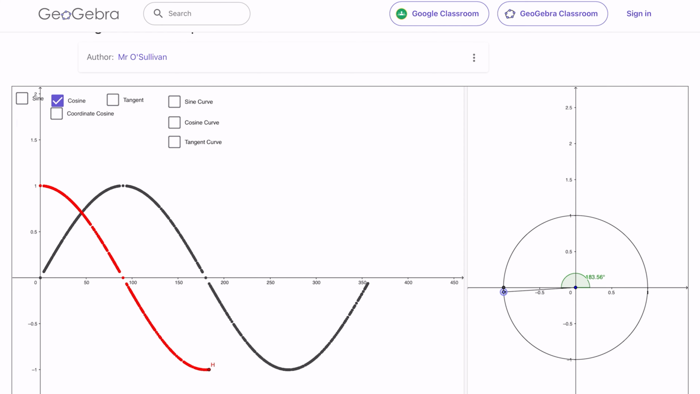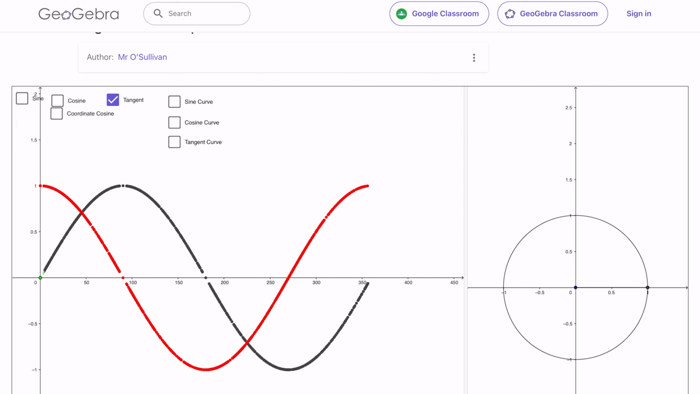When the angle is bigger than 180 degrees, you can see it's becoming less and less negative, so it's going back closer and closer to 0. It hits 0 when the angle is 270 degrees. After 270 degrees, x is positive again, and then all the way up to x equal to 1 when the angle reaches 360 degrees. So that is the cosine graph in red.